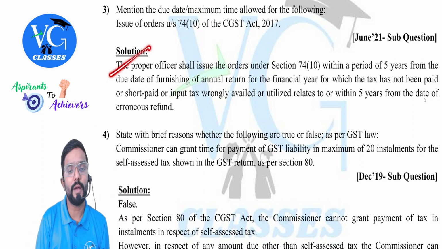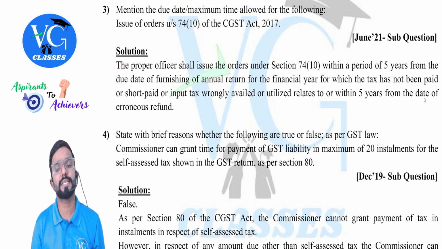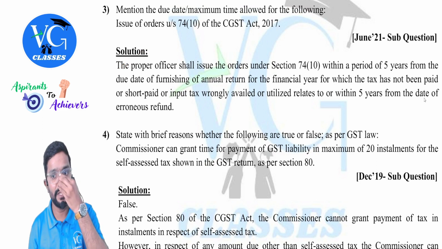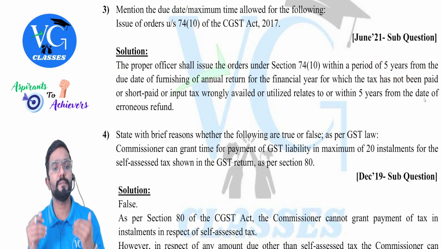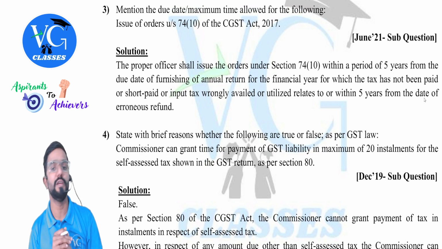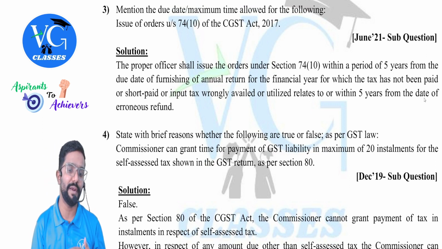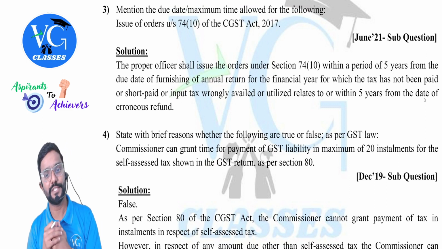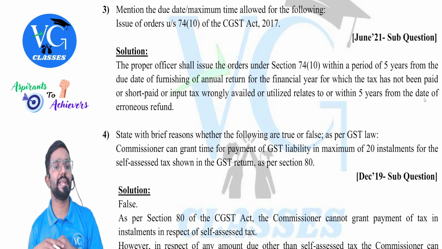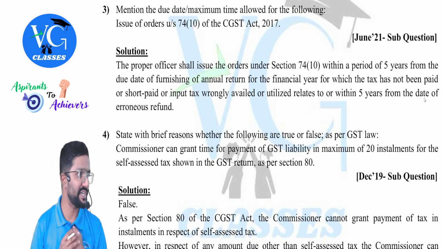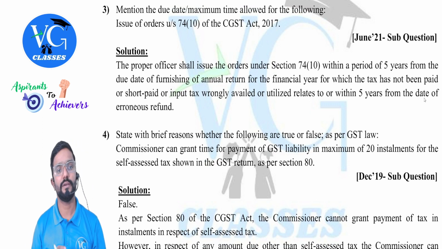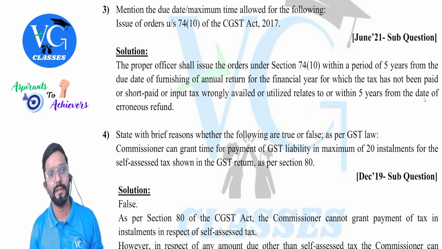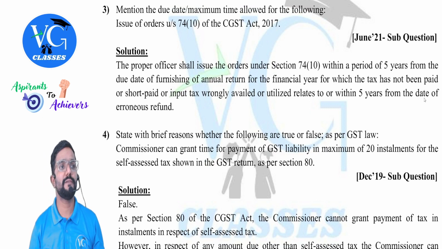The proper officer shall issue the orders under section 74 subsection 10 within a period of 5 years from the due date of furnishing the annual return for the financial year to which the tax not paid or short paid, or input tax credit wrongly availed or utilized relates, or within 5 years from the date of erroneous refund. Yes, sir. Take down. It was one of the sub-questions, not the complete question.